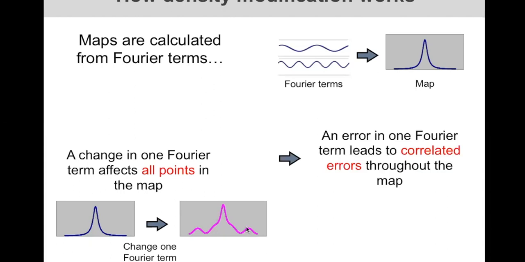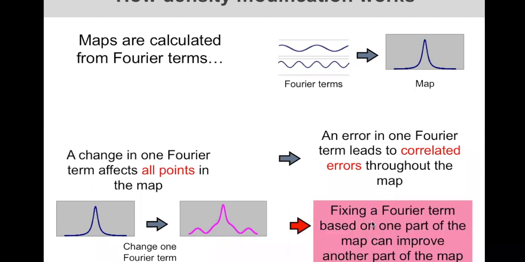What that means is that an error in one Fourier term leads to correlated errors throughout the map. Why are they correlated? They're correlated because they're all coming from the same thing. That means the errors here have something to do with the errors there. So what density modification does is it makes use of that information. So fixing a Fourier term based on information in one part of the map can therefore improve another part of the map. So it's kind of magical in a sense, but it's very simple in another sense. It's just because one Fourier term affects everything, an error in one term leads to correlated errors. So fixing a Fourier term based on one place in the map can improve another place.